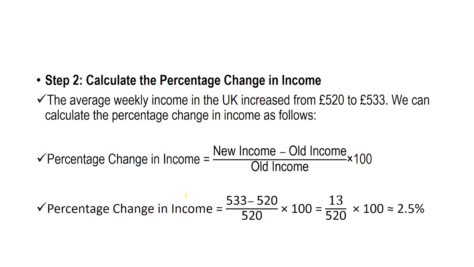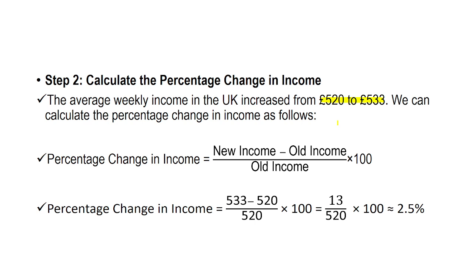In step 2, we need to calculate the percentage change in income. About the income, we were not lucky because the question does not give us the information, so we cannot extract it from the question. We need to calculate it ourselves. The average weekly income in the UK increased from 520 to 533 sterling. This information comes from the question. We need to use it for our calculations, so we can calculate the percentage change in income as follows.